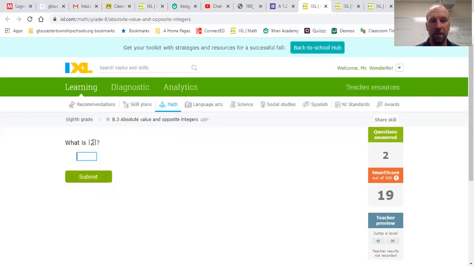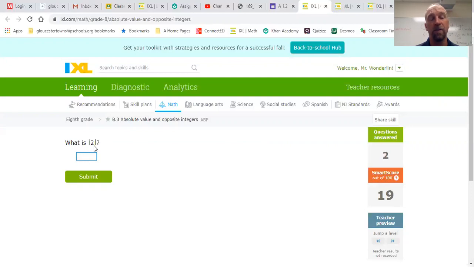What's this symbol mean, these two lines? Here's my 2, and there's two straight lines, like bars around the 2. Those two bars mean absolute value. Absolute value is the distance away from 0 that a number would be on a number line. And a distance is always positive. Remember, if you walk from here to wherever you're going, let's say you walk 20 feet. If you walk forward, you go 20 feet in distance. But if you turn around and walk backwards that 20 feet, the distance you went is still 20 feet, even though you walk backwards. So absolute value will always be a positive answer.